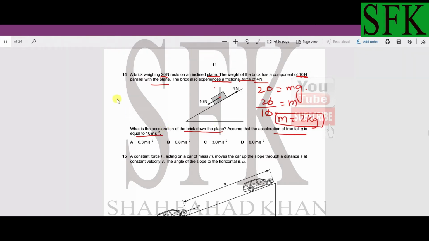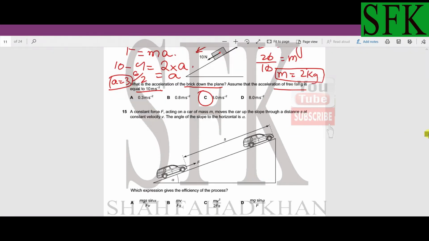We need the acceleration. From Newton's second law, we know that the net force F equals the product of mass and acceleration. We have the mass. What's the net force acting? We have a 10 Newton force acting downward and a 4 Newton force acting against that 10 Newton force. So the net force: 10 minus 4 equals mass, which is 2, times acceleration a. Now we apply our math: 6 upon 2 is 3. The answer is 3 meters per second squared. Now let's move on to the next MCQ.